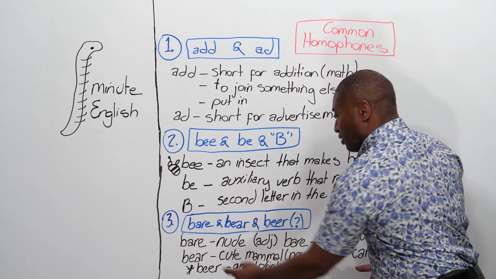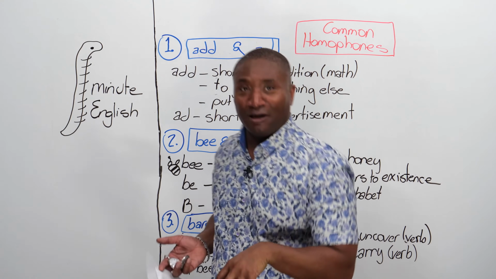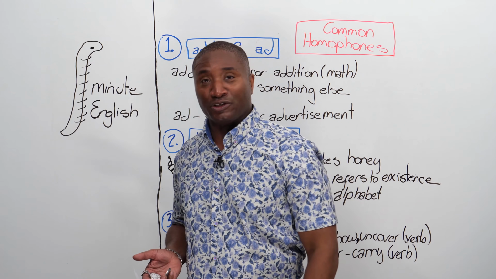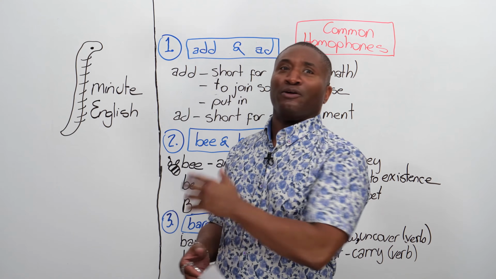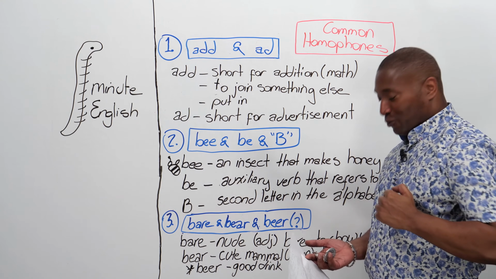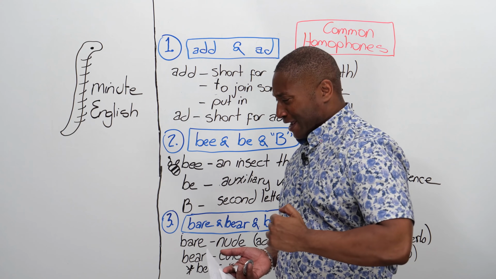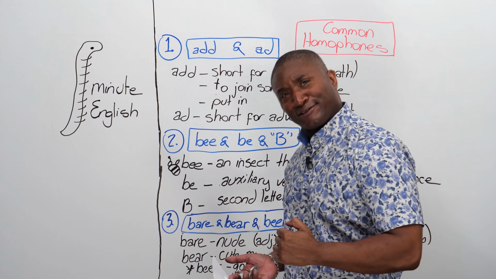Next, bear. That cute mammal you see in the forest. If you're going camping, it might kill you and eat you. But they can be cute when you have a teddy bear and you put it on your bed at night. Bear also means to carry. I'm from the United States of America. I'm allowed to bear arms. In that case, what it means is I'm allowed to carry a gun, son.